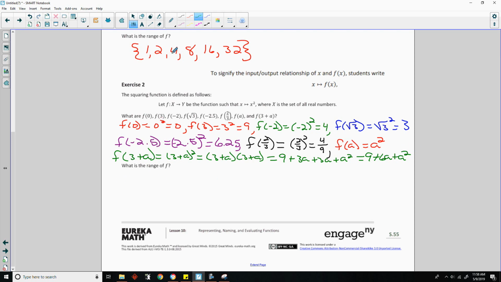Now finally it says what is the range of f. So that is a set notation. So you'd write this. And my first one was 0, 9, 4, 3, 6.25, 4/9, a squared, and 9 plus 6a plus a squared.